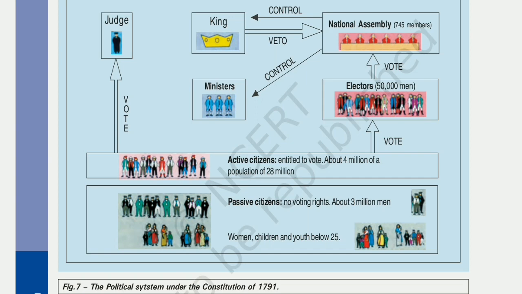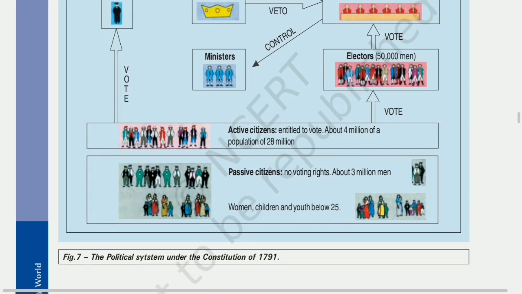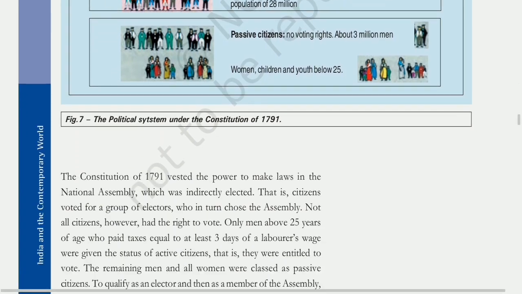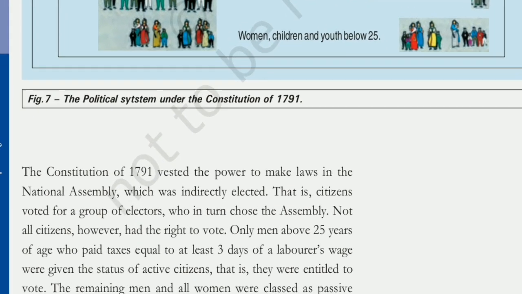Now the active citizens were 4 million who were entitled to vote among the population of 28 million, and the passive citizens were 3 million men, women, children, and youth below 25. Here, voting right was after the age of 25. This was the political system under the Constitution of 1791 of France.